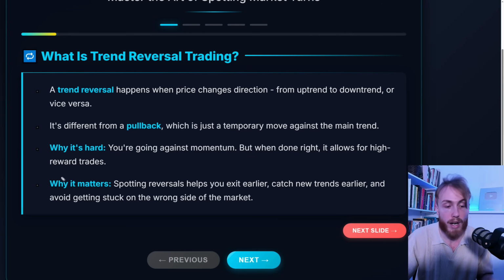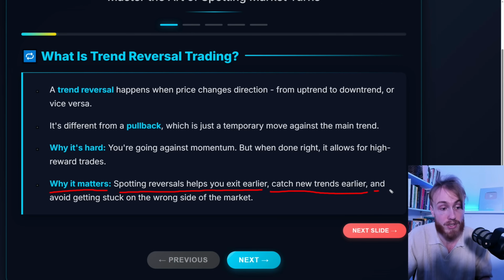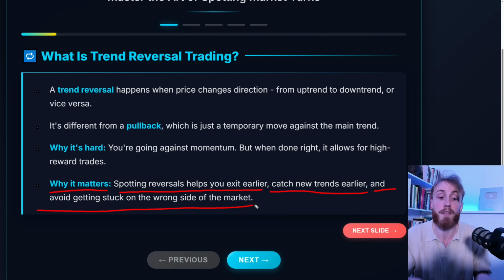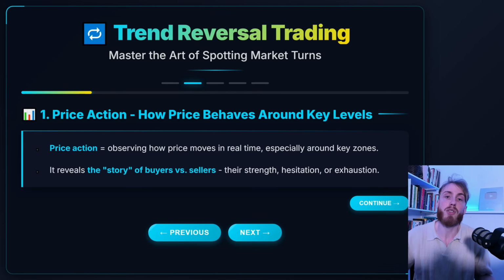But now, why does trend reversal matter? Well, spotting reversals help you exit earlier, catch new trends earlier, and also avoid getting stuck on the wrong side of the market. But right, so now let's start talking about the three concepts you need to learn about in order to master trend reversal trading.